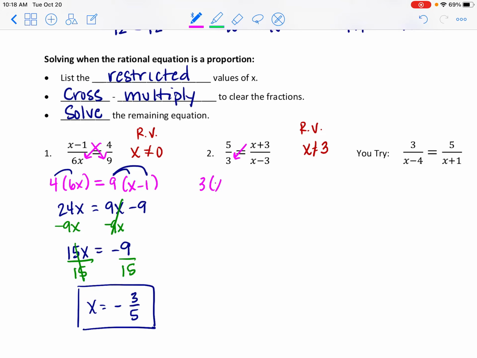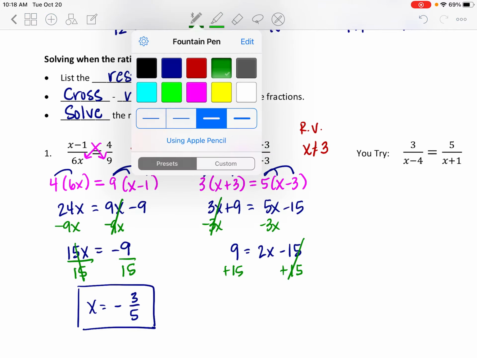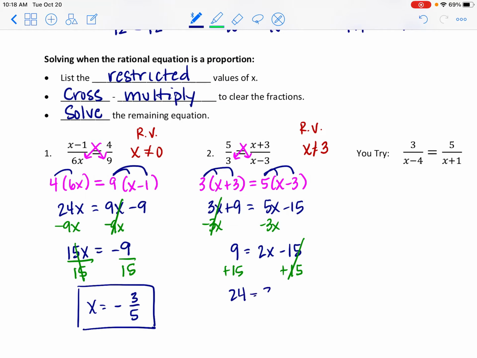So here, 3 is going to have to distribute to x plus 3. And then here, 5 is going to have to distribute to x minus 3, and again, those cross products will be equal. So that's going to give us 3x plus 9, and that has to equal 5x minus 15. And now let's get our like terms together. I'm going to subtract these 3 x's over, and that's going to leave me with 9 equal to 2x minus 15. I'm going to add that 15 over. That leaves me with 2x equal to 24. And then in one last step, I can divide by 2.